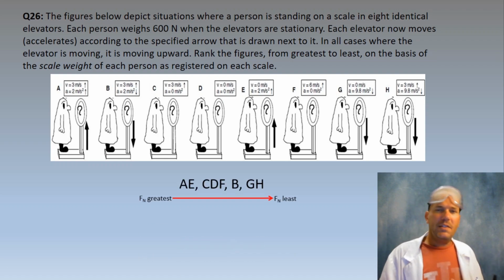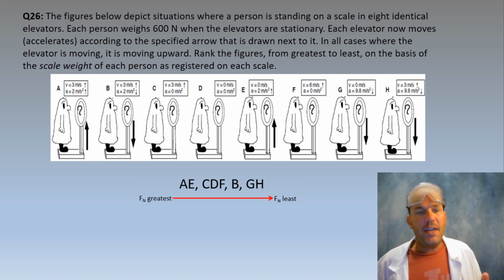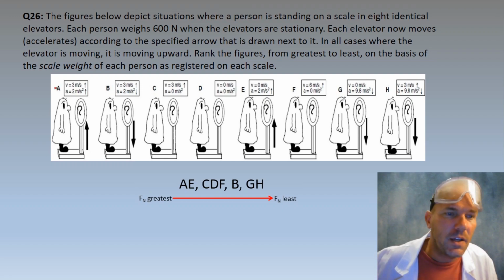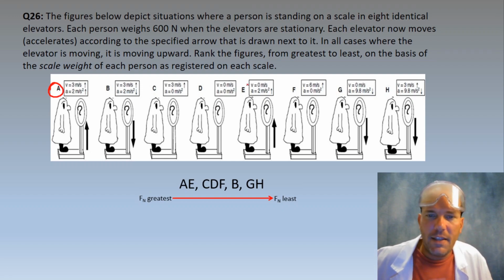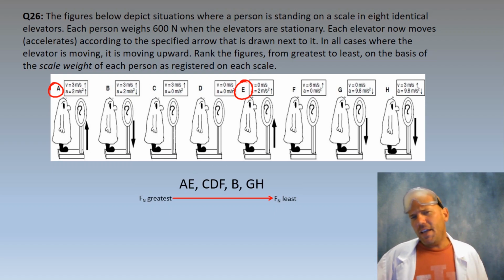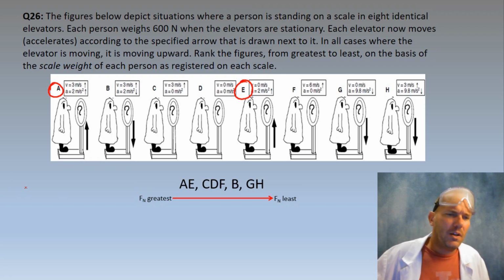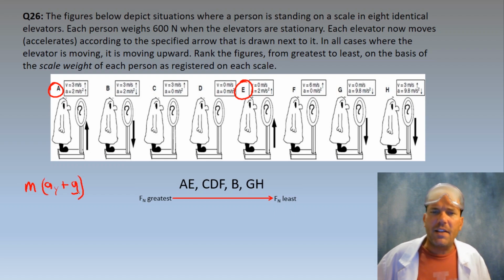So from greatest to least, and I'll briefly explain why. Force normal, that's what we're looking at. We have A and E are the greatest. What's happening here? Well, in A and E, there's an upwards acceleration. And what did we talk about for A and E when it's accelerating up? That you're actually adding the acceleration of the system to the acceleration due to gravity. Every time you're adding them.